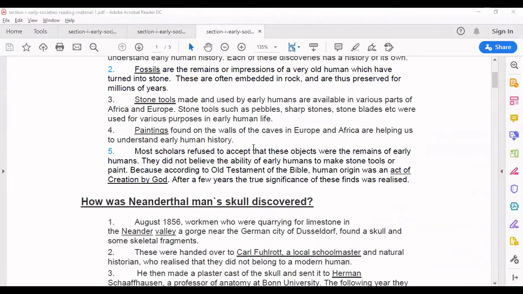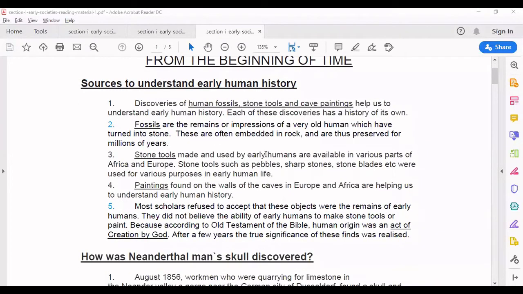And also, very, very important, how the scholars rejected all these objects. They did not believe that early humans could make stone tools or even paint, all because of the Bible's Old Testament that said human origin was an act of creation by God. So these are some notes that if you all want, you all can copy, or you all can make your own notes.